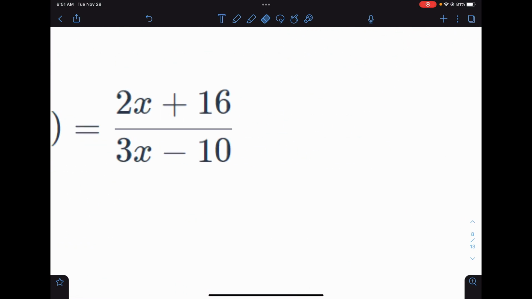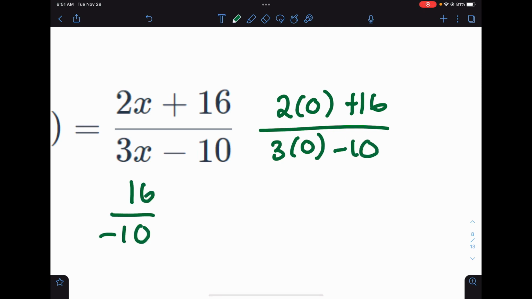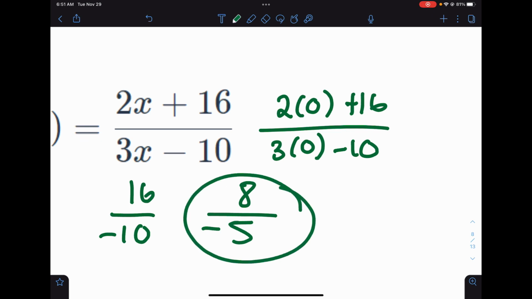All right, same thing here. Plug in 0 for x. 2 times 0 plus 16 all over 3 times 0 minus 10. We end up with 16 all over negative 10, which we can divide both by 2, so we get 8 over negative 5. So negative 8/5 would be our y-intercept here.